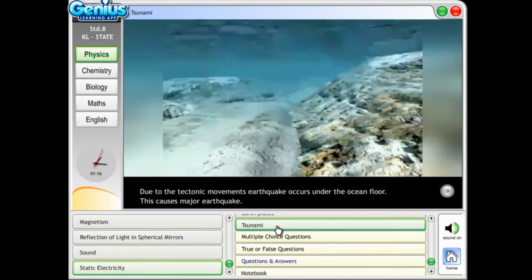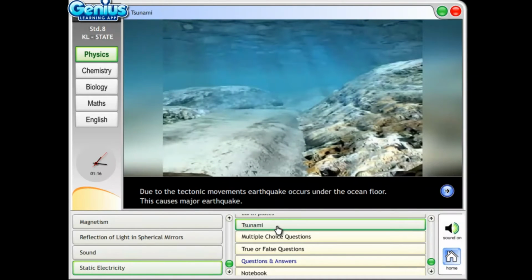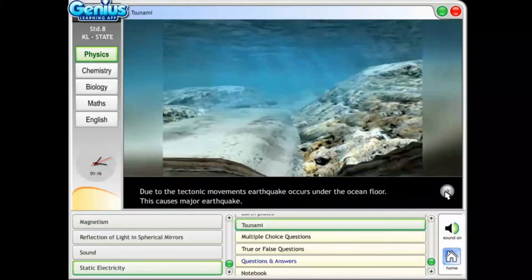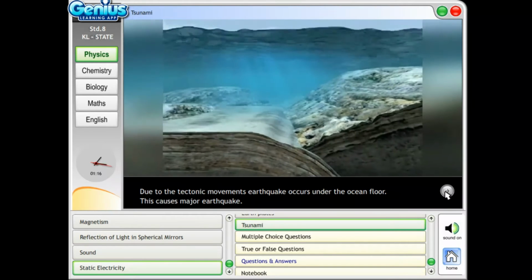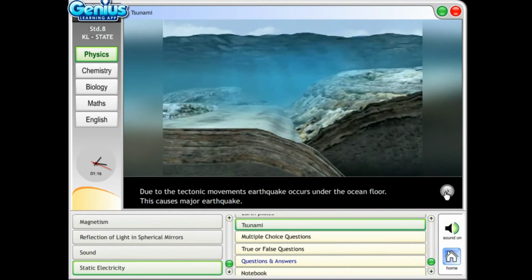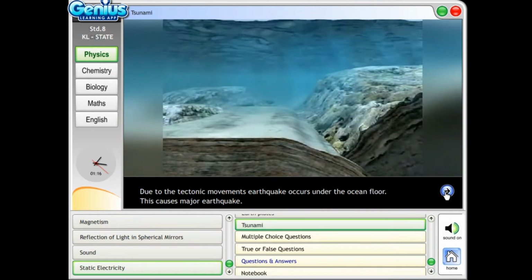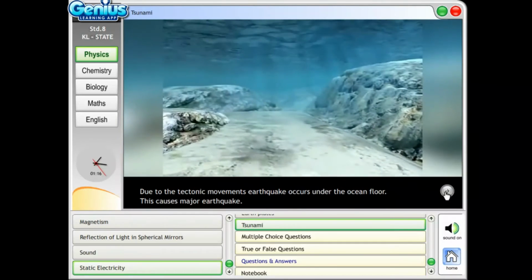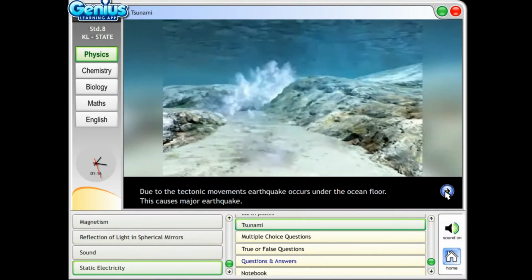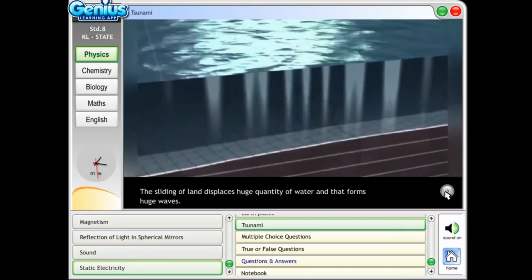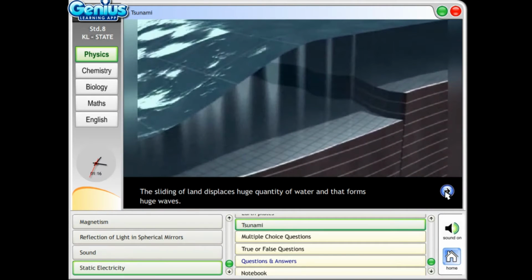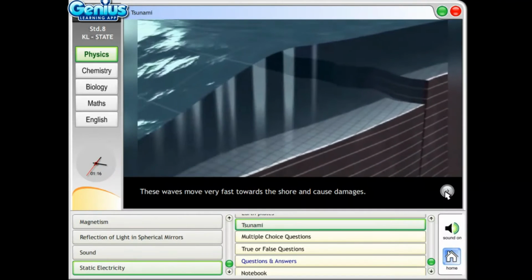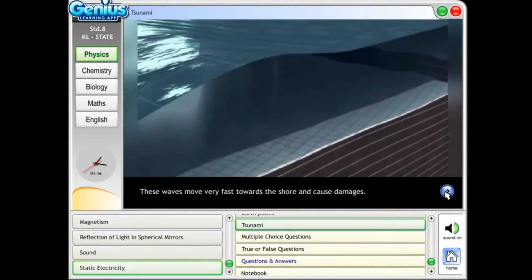Tsunami. Due to the tectonic movements, an earthquake occurs under the ocean floor. This causes a major earthquake. The sliding of land displaces a huge quantity of water, and that forms huge waves. These waves move very fast towards the shore and cause damage.